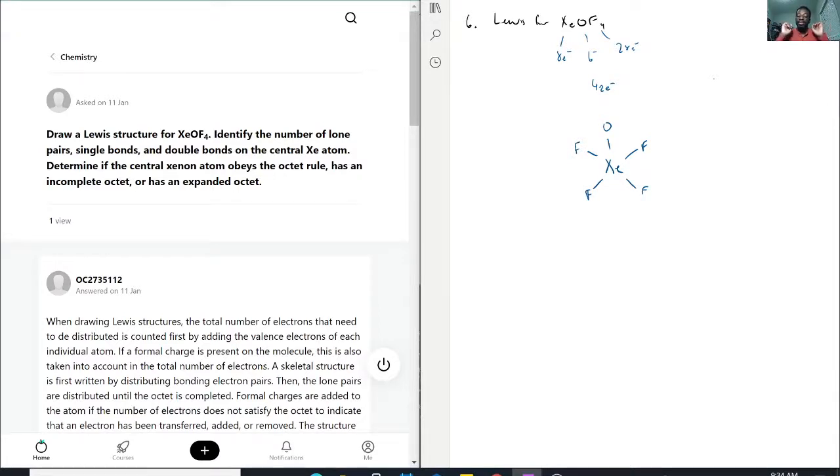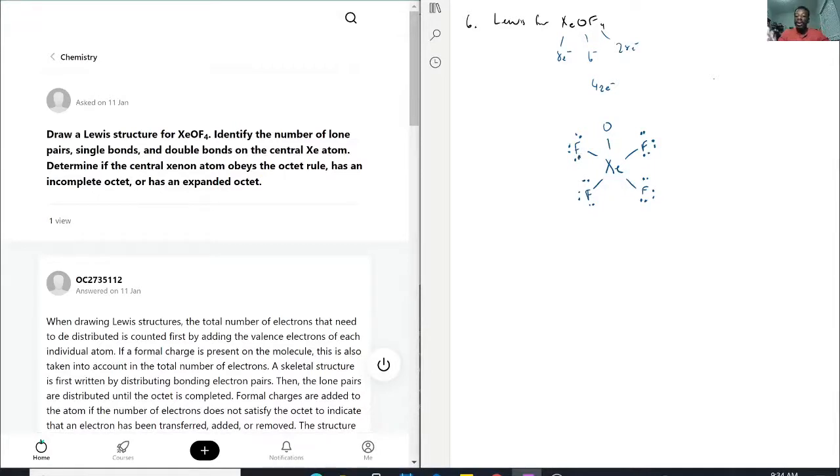Now, fluorine is currently sharing 1 of its 7 electrons. So we're going to fill out this octet first. It's the easiest one so far. 3, 4, 5, 6. Well, that's 6 of the 7, so we're good. And the same thing here: 2, 3, 4, 5, 6, 7. And again 2, 3, 4, 5, 6, 7. And again 2, 3, 4, 5, 6, 7. So we're done with that part.